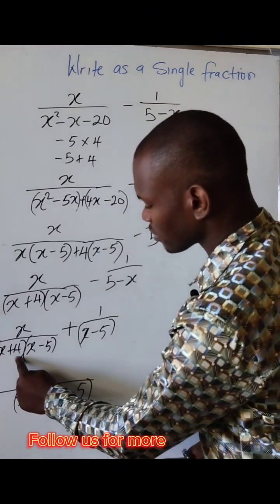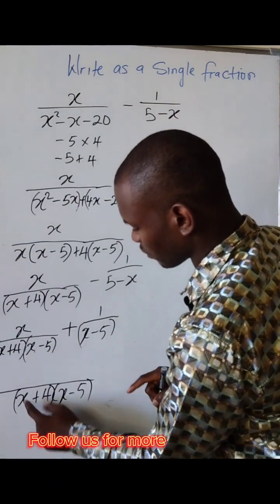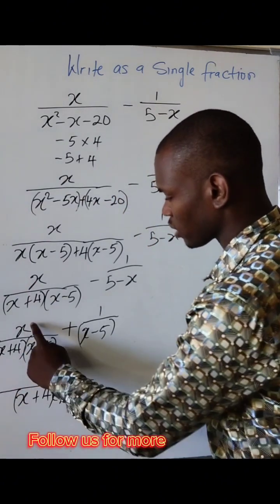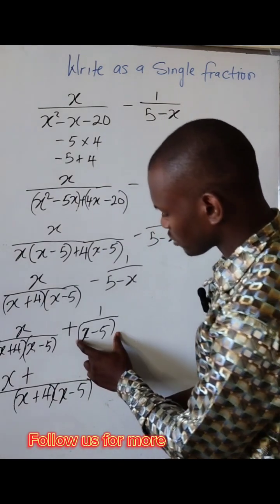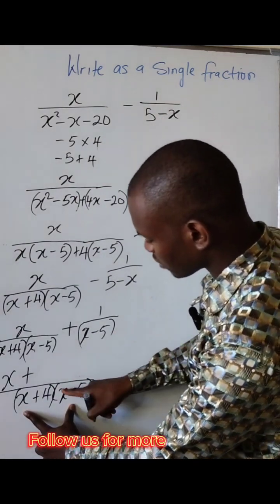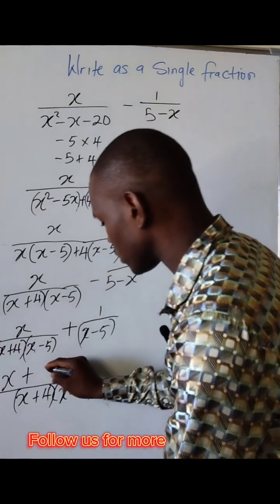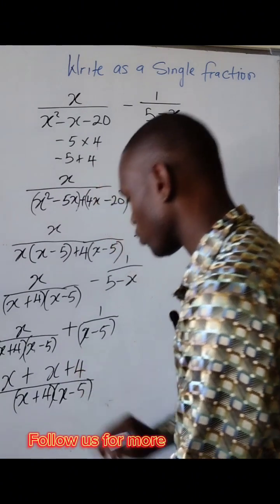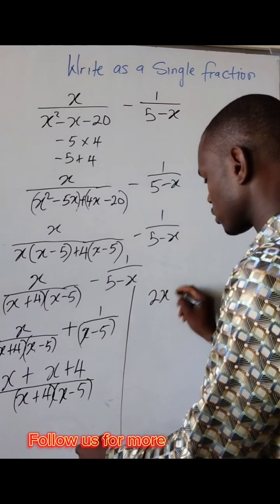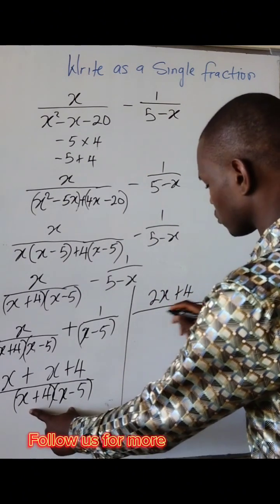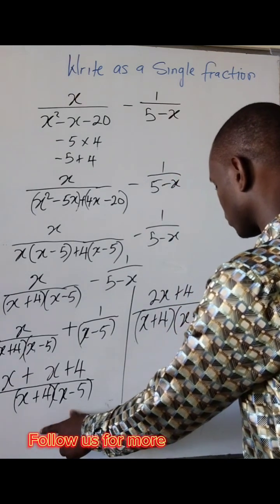So let's go. If this divides here, we are going to have 1. Like this and this will divide this and this. We have 1. 1 times x gives us x, plus. Then over here, this will divide here. If it divides, this and this will cancel out. I'll have only x plus 4. Multiply it against 1, it is the same thing as x plus 4. Then you can add x plus x will give me 2x plus 4 over these two, x plus 4 and then x minus 5.